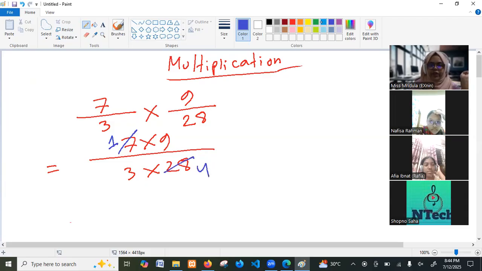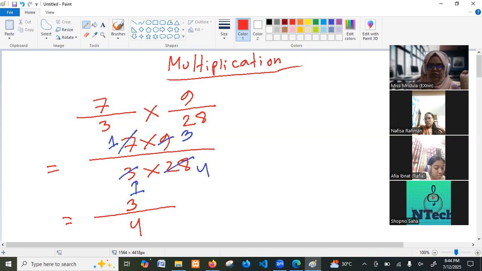Now I am left with what numbers? I have 9 and 3 as well. So I can cut both of them by dividing by 3, right? So 9 goes 3 times and 3 goes to 3 1 time. So I have very small numbers right now. What do I have? I have 1 multiplied by 3, and in the down 1 multiplied by 4. So it became very easy.